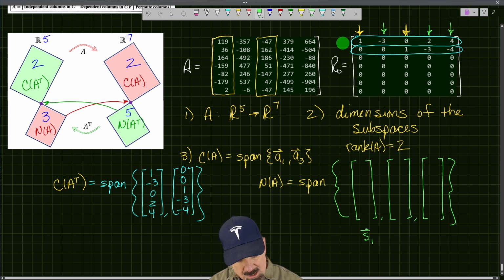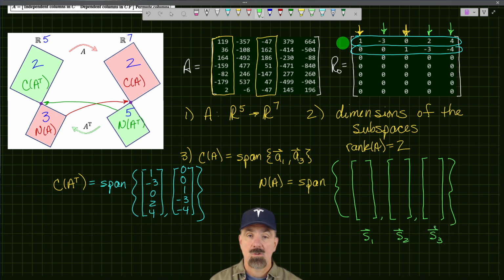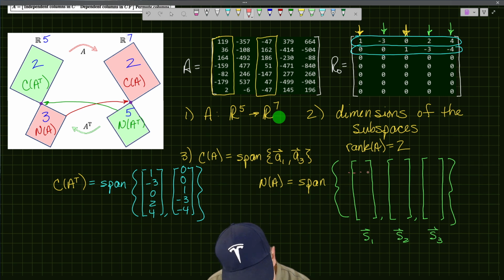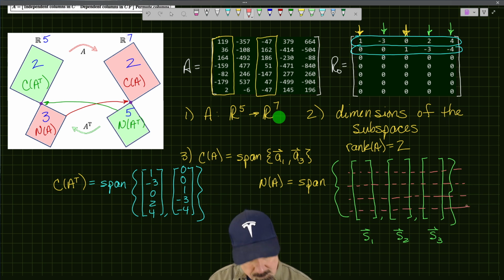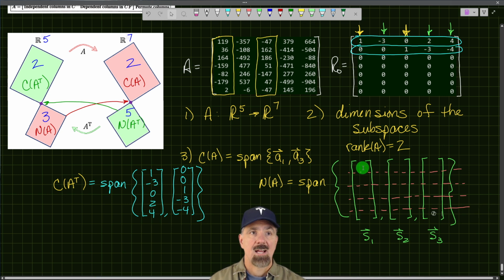So Strang calls these special solutions 1, 2, and 3 respectively. What we're going to do is actually construct them in a systematic manner. Just to give you an idea of how this works, each of these vectors here is in R5, and I'm going to highlight that by breaking them out. So they each have 5 entries, and I am going to split them up so that we can more easily see those 5 entries. Something just like this. So each vector here has 5 locations for numbers.